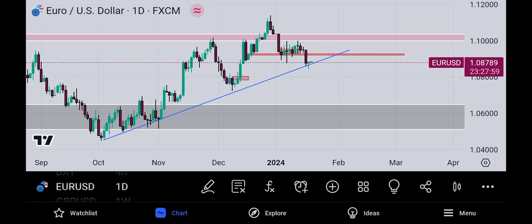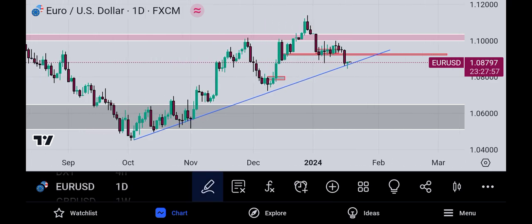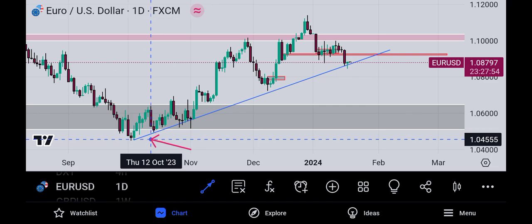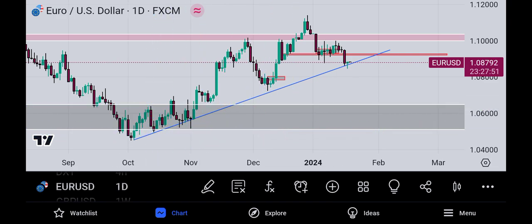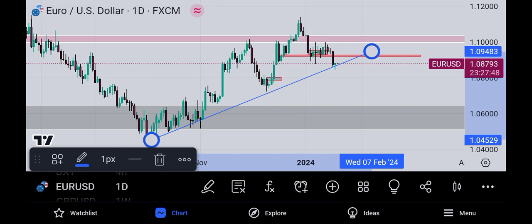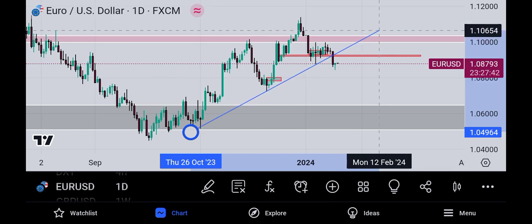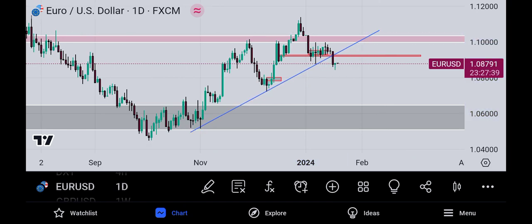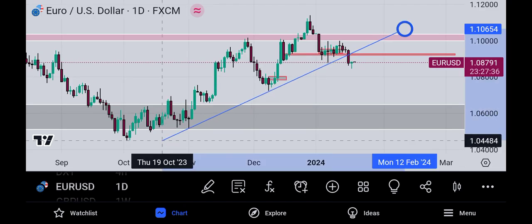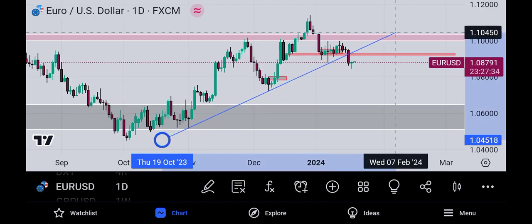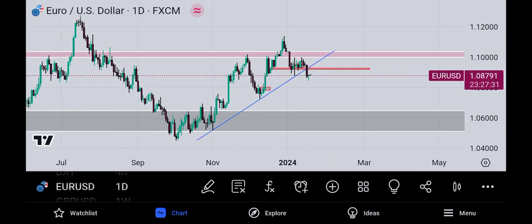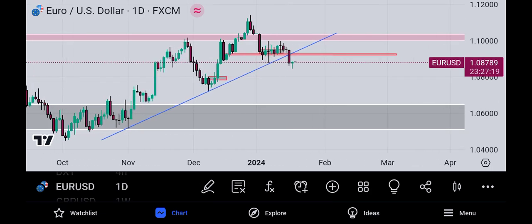Euro USD. This trend line here, this trend line, this trend line. If you draw it like this, it will look as if price is currently testing the trend line. If you draw it like this, it will look like price has already broken through the trend line. And ideally, this is the correct way to draw a trend line because you go for the peaks and troughs, not the body. This is the correct way to draw a trend line, but it is looking very confusing.